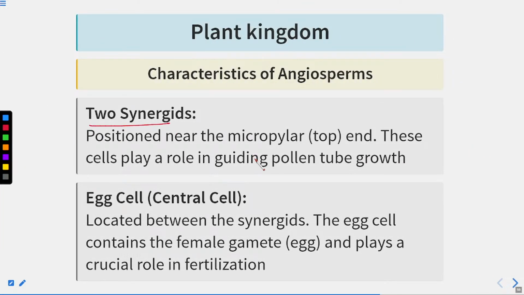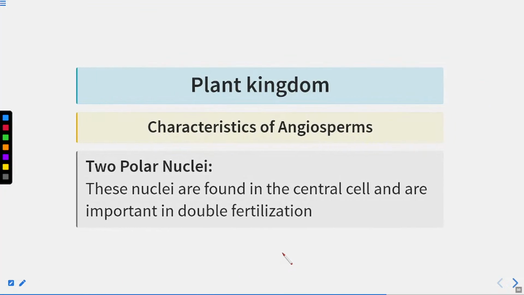The 2 synergid cells play a role in guiding the pollen tube growth. The egg cell is located between the synergids. The egg cell contains the female gamete, the egg, which plays a crucial role in the fertilization process. The 2 polar nuclei are present in the central cell, and they undergo double fertilization and form endosperm. You will study all these things in sexual reproduction in flowering plants in great detail. Here I have just given some important characteristics of the angiosperm.